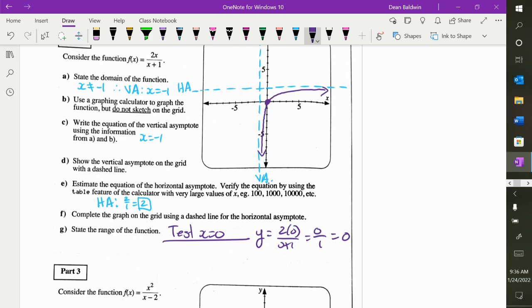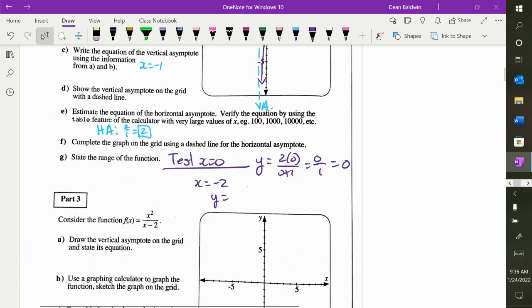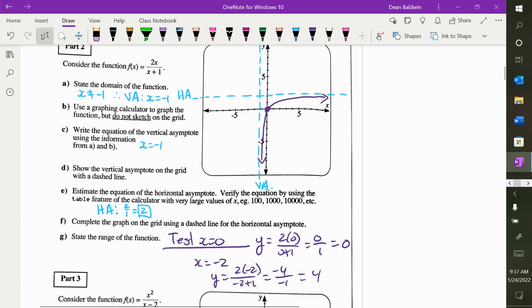Okay, so how do I figure out where the rest of the graph is? You just plug in another point. On which side? The left side of the vertical asymptote. So I'm going to test x is equal to -2. If I do that, I get 2 times -2 over -2 plus 1, which is -4 over -1, which is 4. So at -2, we're at 4. Therefore, the graph has to look like that. That's it. That's all you have to do for that graph.